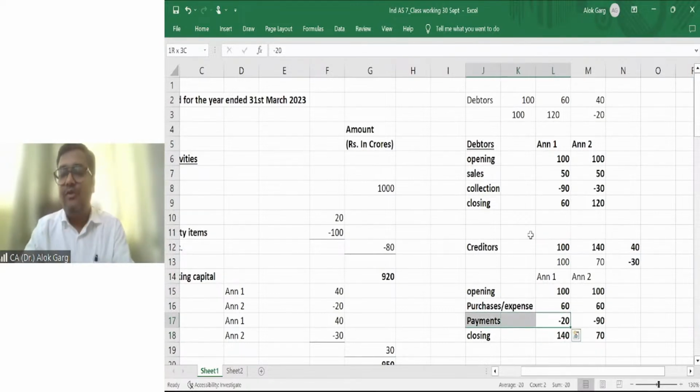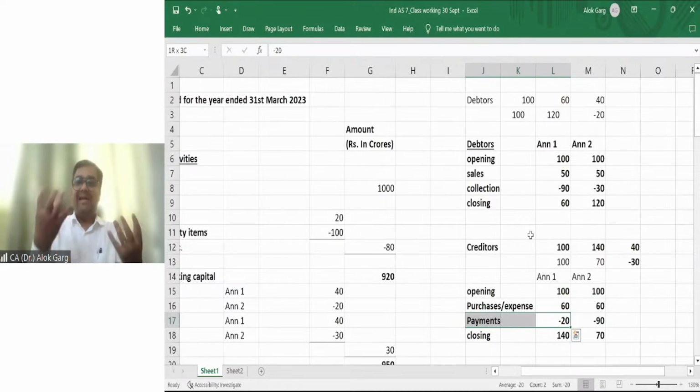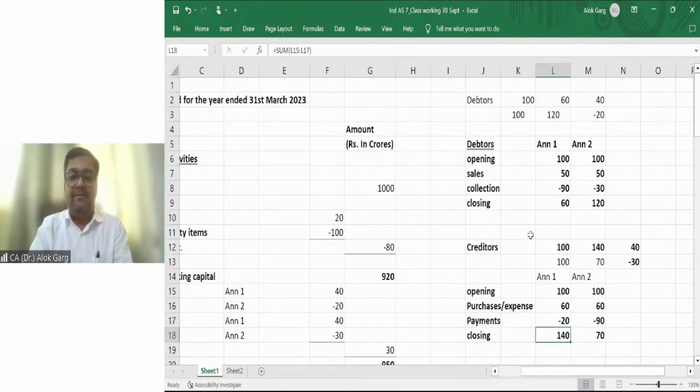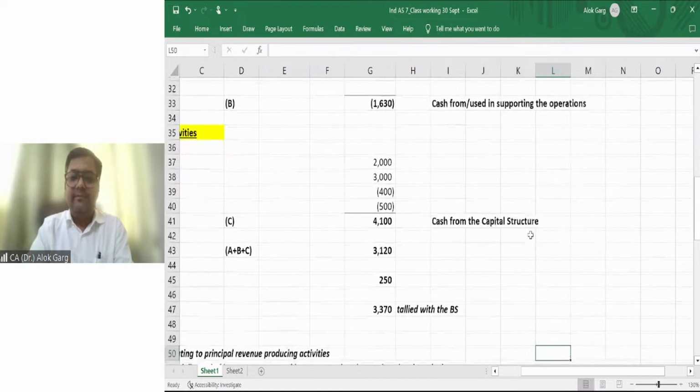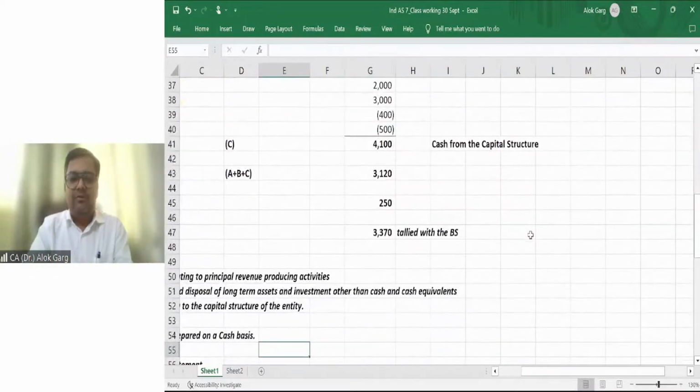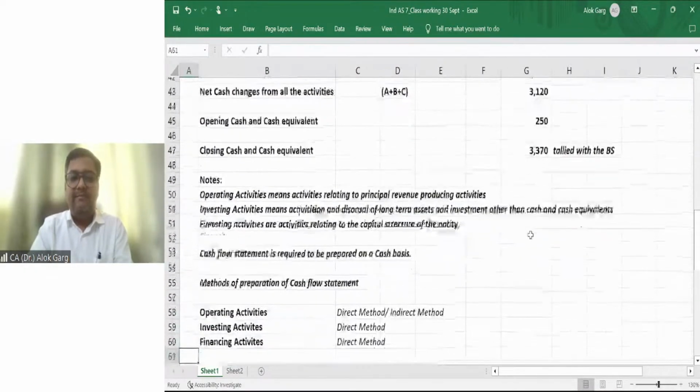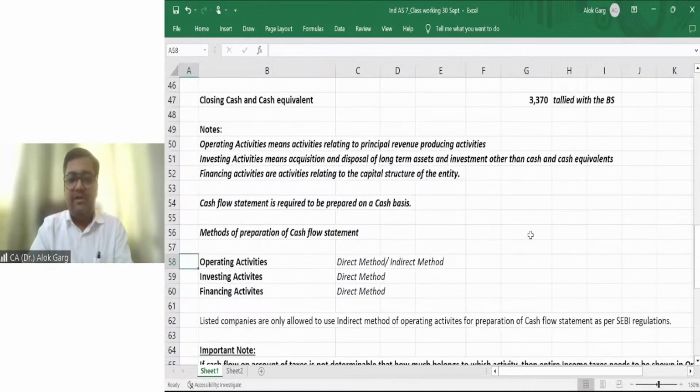Are you getting me? So net cash which is going out to the vendor, supplier, or for purchases of goods and services, or cash which is coming in from the sales or from the collection from the customer or debtors. So the net direct cash is shown as a cash flow from direct method, right? So we will discuss this in detail also. Is that clear? So these are the methods of preparation of cash flow statement.